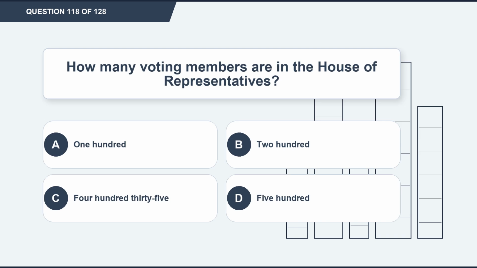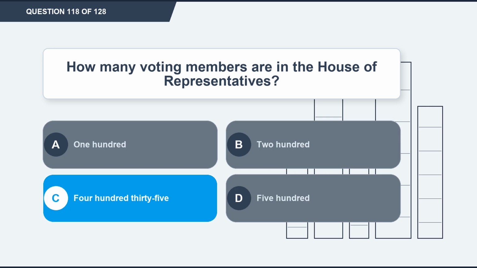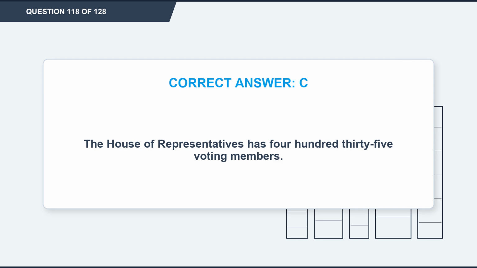Question 118. How many voting members are in the House of Representatives? Option A, 100. Option B, 200. Option C, 435. Option D, 500. The correct answer is option C, 435. Explanation. The House of Representatives has 435 voting members.